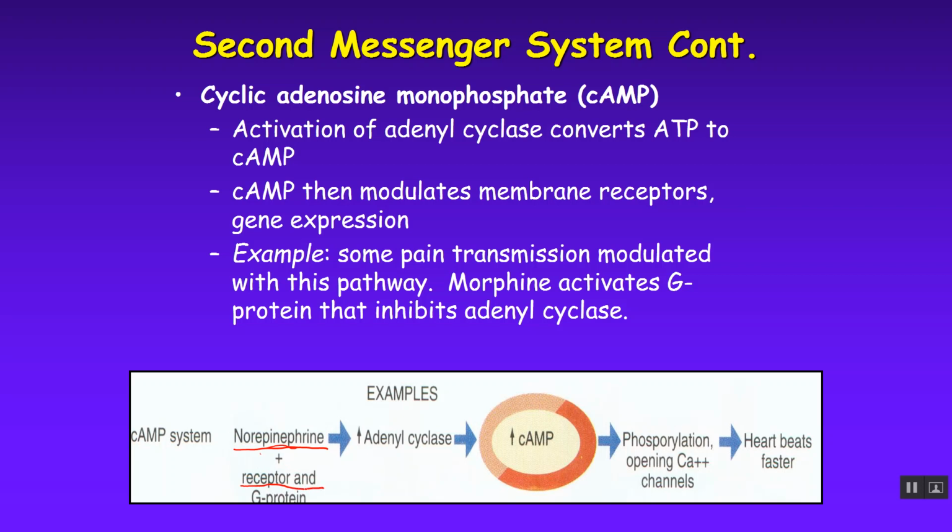Norepinephrine will bind to a receptor that actually is a G protein mediated receptor, okay? The G protein then tells an enzyme in your heart muscle or heart cell called adenylyl cyclase to make cyclic AMP. That's the second messenger, okay? Cyclic AMP then causes opening of calcium channels, which causes your heart to beat faster and causes your heart to contract more strongly. So that's using a second messenger system, okay?